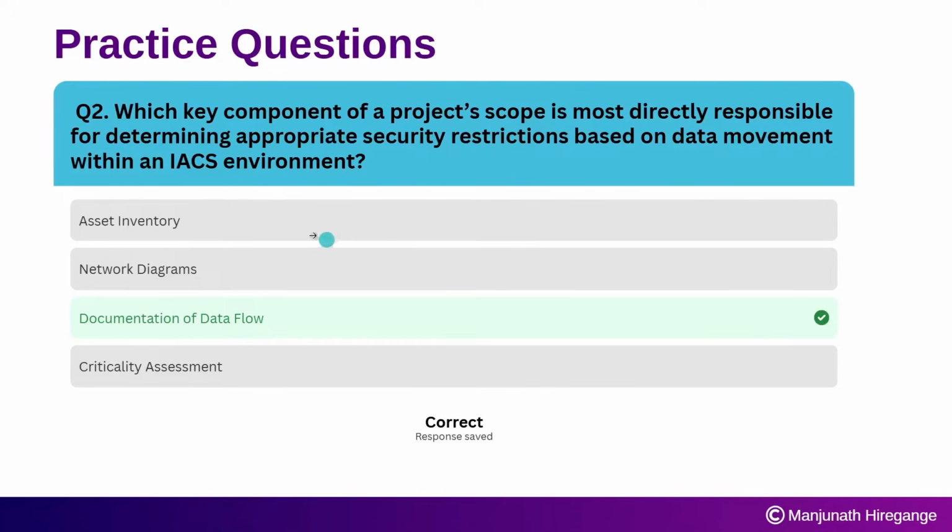Why not the others? Asset inventory lists the system components but does not analyze data movement. And network diagram, yes, it shows the connections but not the data flow details. And criticality assessment identifies important assets but does not define any security restrictions based on the data movement. So hence the correct answer is documentation of data flow.